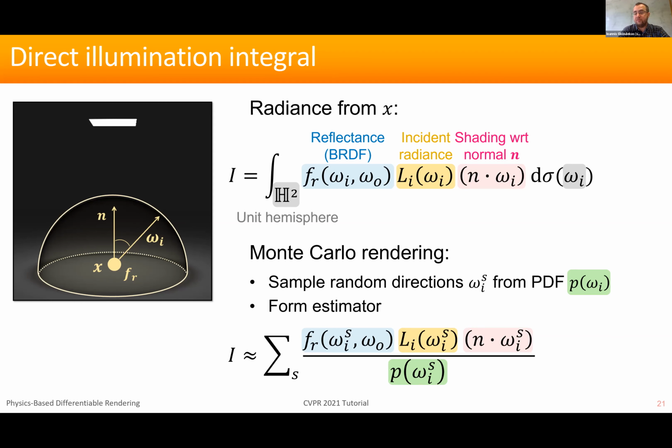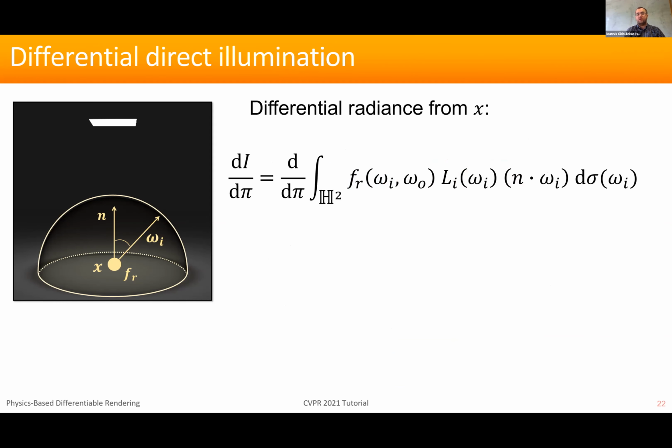Even just in the context of direct illumination, there are decades of research in terms of how we design the function P of omega I that we sample random directions from. But for now, this simple view of Monte Carlo rendering should be sufficient for understanding how to use all of this to do differentiable rendering. Okay. So now we want to do not direct illumination evaluations, but differentiable direct illumination evaluations.